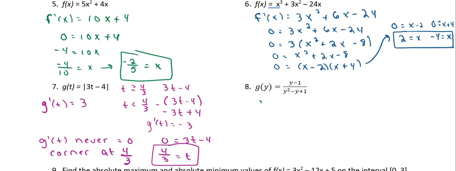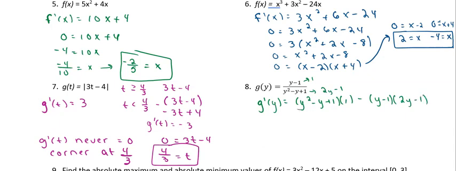Well, we need the derivative equal to 0, so let's see if we can take our derivative. This is a quotient rule. So the derivative says bottom times the derivative of the top. The derivative of this top piece up here is just 1. Minus the top times the derivative of the bottom. So the derivative of the bottom would be 2y minus 1. All over our denominator squared. So that's just our derivative. All we figured out so far is just our derivative.